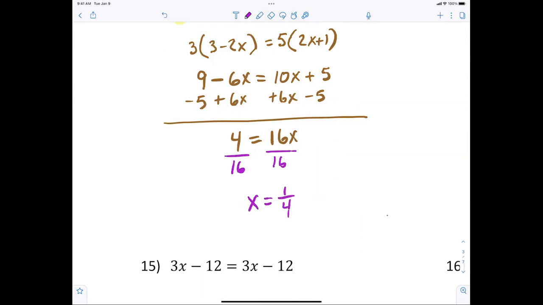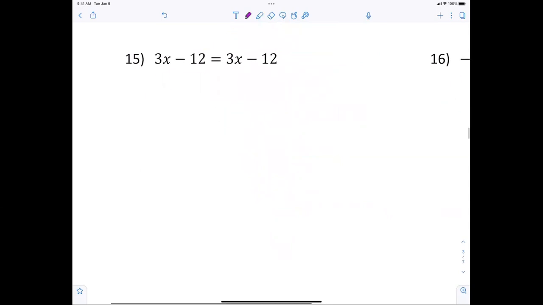Anybody have any issues with that? I got 16x equals 4, but when I divided it, I got 4. 16 times 4 is not 4. Oh, okay, I just divided wrong. Yep, you got to divide it properly. All right, Nora, you're on 15. Okay, so this is just the same.